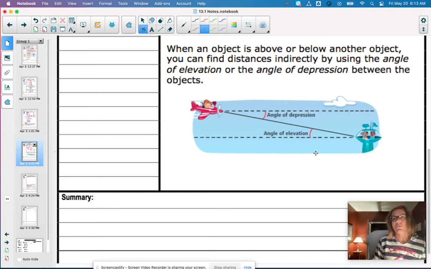When an object is above or below another object, you can find distances indirectly by using the angle of elevation or the angle of depression between the objects. As you can see by this picture, we have this airplane up here, and we have this tower down here. If we're talking about an angle of depression, there's the horizontal. From that plane we're drawing a line looking down, and that would be the angle of depression. The other side, again looking up, is the angle of elevation. These angles are going to be congruent to each other.